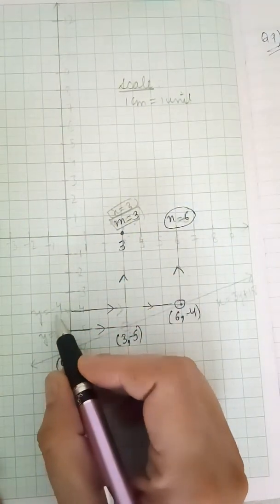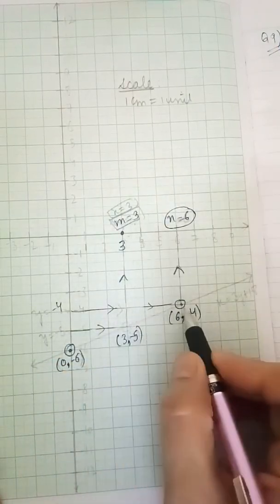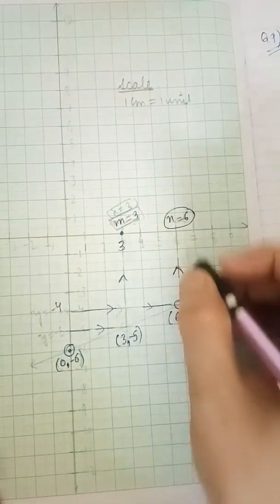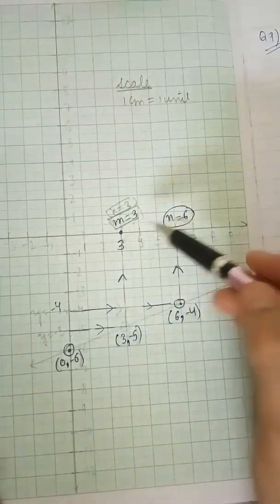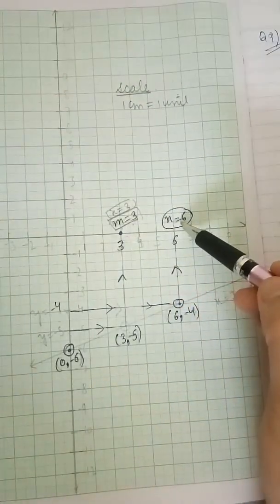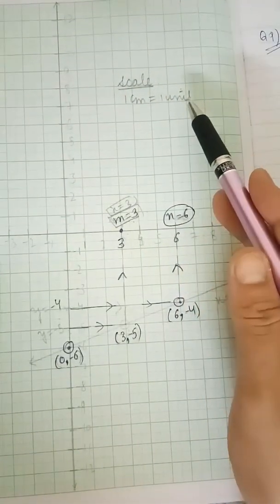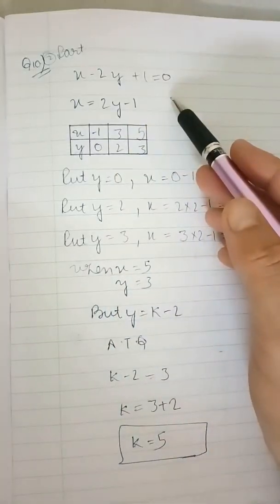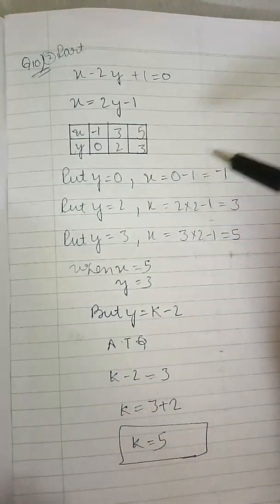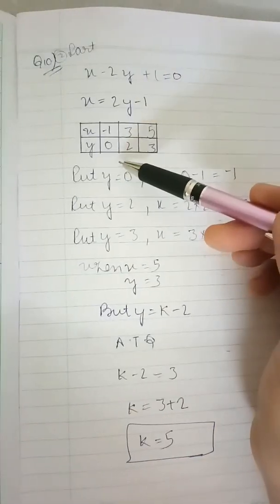And when y is equal to minus 4, what is the value of x? Your value of x will be 6. Therefore n is 6. So from here we can see clearly the value of m is 3 and n is 6, and the scale is the same, 1 centimeter equal to 1 unit. So come to the 10th question, second part. This equation is given, so we can find the points. You know how to calculate the points, so these points we are going to put on the graph paper.